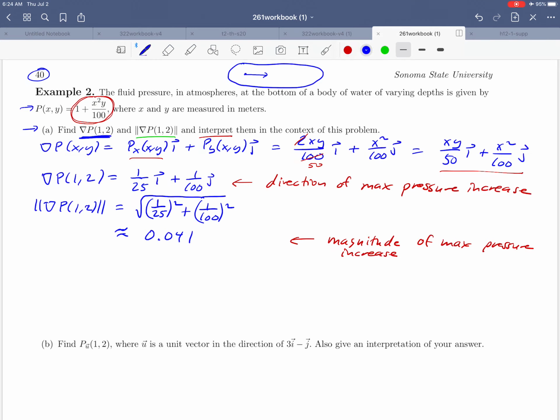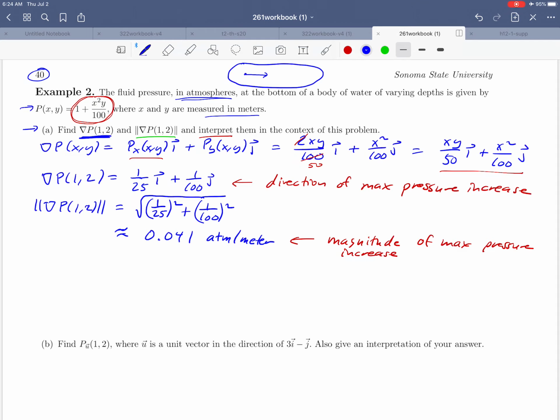And as long as we're at it, maybe think about units here. What units would the magnitude of maximum pressure increase have? Well, notice that pressure is being measured in atmospheres, and this rate of change is with respect to our motion in meters. So this should have units of atmospheres per meter, telling us how fast the pressure is changing as we move in the direction of maximum change.